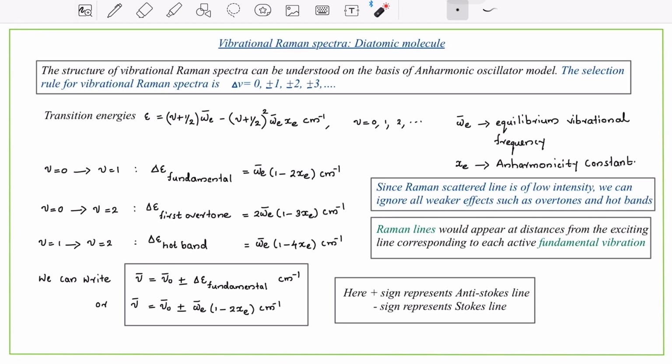The next topic is vibrational Raman spectra of diatomic molecules. The structure of vibrational Raman spectra can be understood on the basis of the anharmonic oscillator model. We have studied the anharmonic oscillator model, and based on that model, we can explain the vibrational Raman spectra of diatomic molecules. The selection rule for vibrational Raman spectra is Δν equal to 0, plus or minus 1, plus or minus 2, etc.